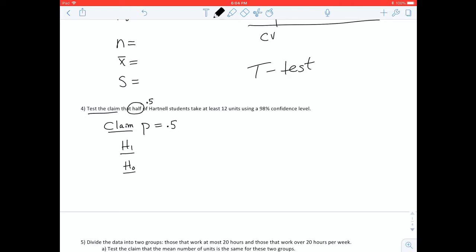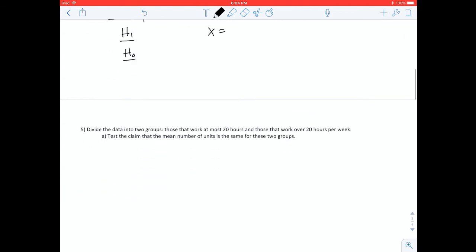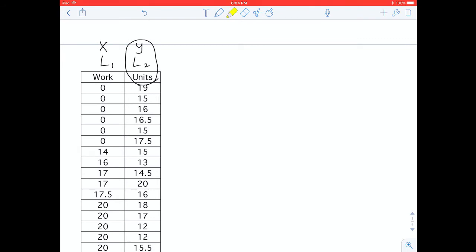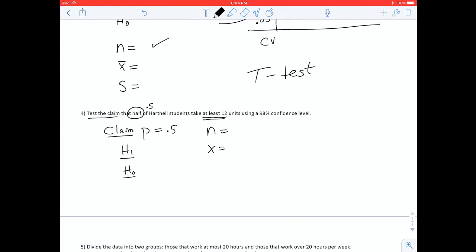And then next, since it's a proportion, you just need two numbers. What's the sample size, n, which you would actually have right here from the previous problem. And then you need x, the number of successes. It's going to be counted as a success if they take at least 12 units. So then you just scroll over to the list and count how many people said they're taking at least 12 units. Whatever that x is, that's what you put right here.